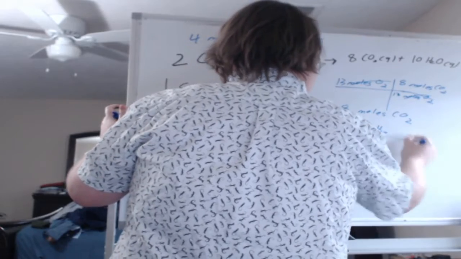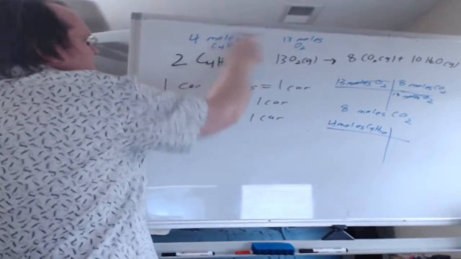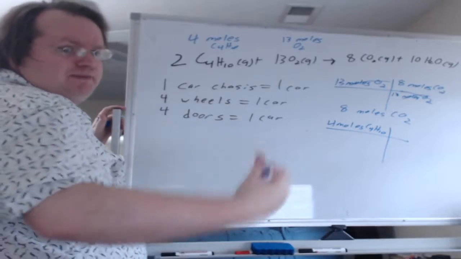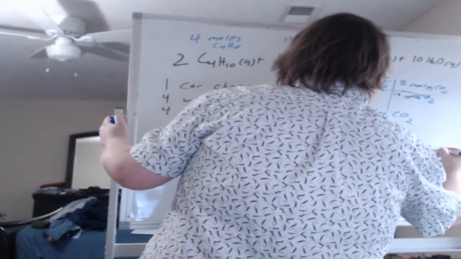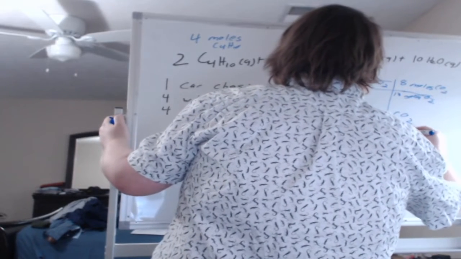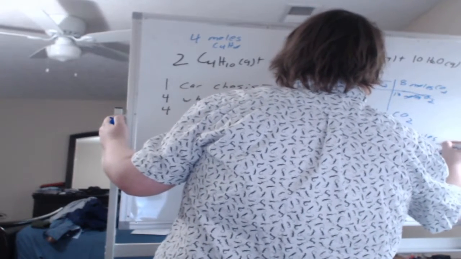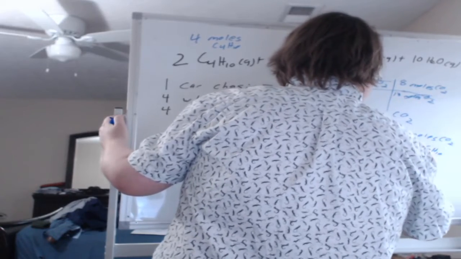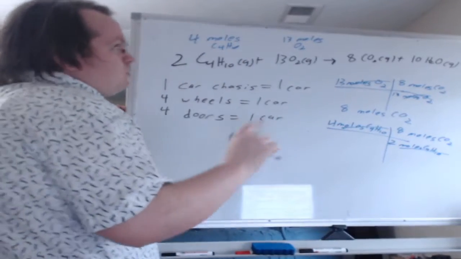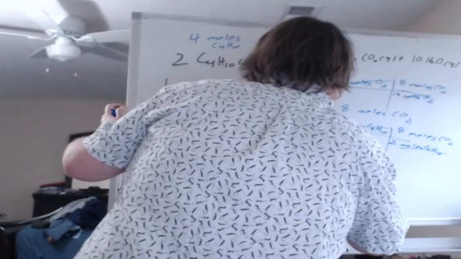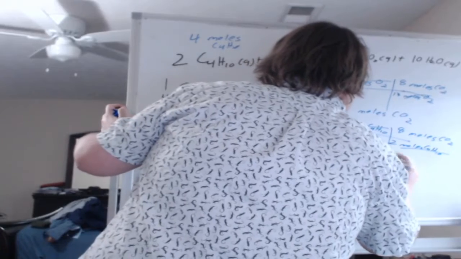And some people, when they think about numbers, might go, oh, 4 is less than 13. This is probably going to be what makes me run out first. But that's not true in this case. For every 2 moles of C4H10, I'm able to make 8 moles of CO2. So that means the moles of C4H10 cancel. I do 4 times 8 and then divide it by 2. So I get 8 divided by 2 is 4. 4 times 4 is 16. I get 16 moles of CO2.